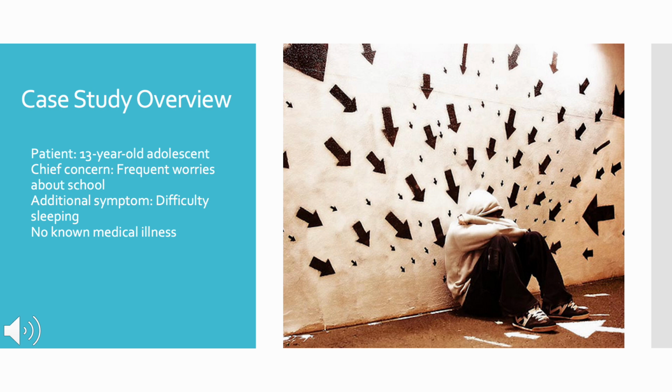This patient is a 13-year-old adolescent presenting with frequent worries related to school performance and academic expectations. The patient also reports difficulty falling asleep due to persistent thoughts and concerns. These symptoms raise concern for possible anxiety. Because anxiety disorders commonly emerge during adolescence, a standardized screening tool such as the GAD-7 can help quantify the severity of symptoms and guide further evaluation.